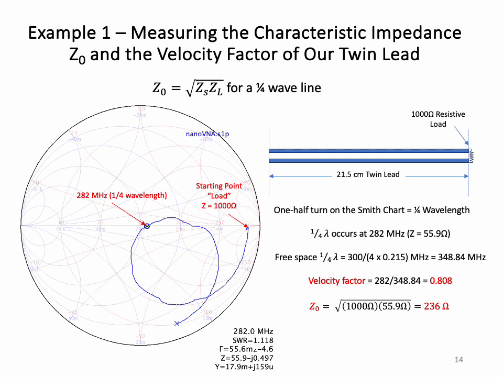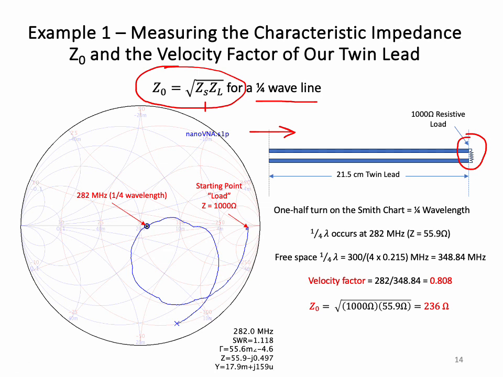Recall that from the previous equations, if a line is a quarter wavelength long, the source and load impedances are related via this relationship. Z0 is equal to the square root of ZS times ZL, where ZS is the impedance looking into the line, ZL is the termination impedance of the line, and Z0 is the characteristic impedance. This relationship holds for a line which is exactly a quarter wavelength long.